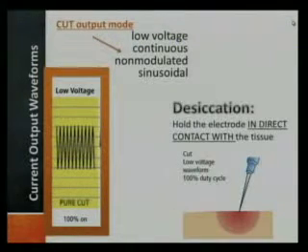If you then use the same voltage, the same pure cut waveform, and you hold your electrode in direct contact with the tissue, you can get a desiccation effect. And this is a coagulation effect. You get vaporization of the cells, and you can stop bleeding with this method.